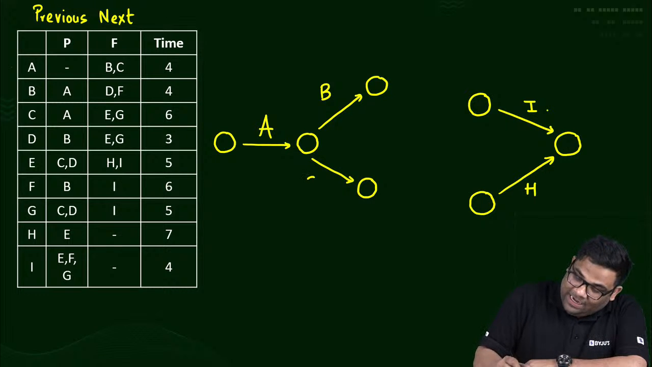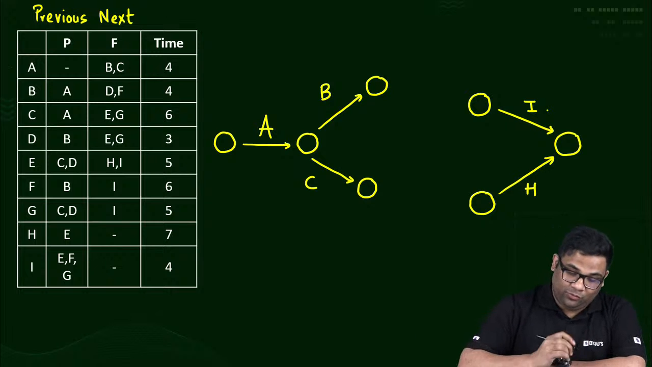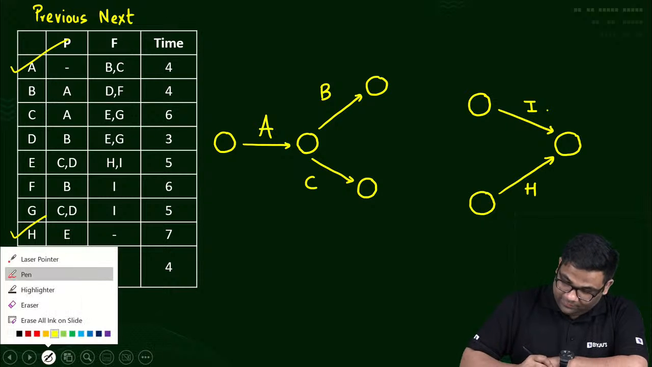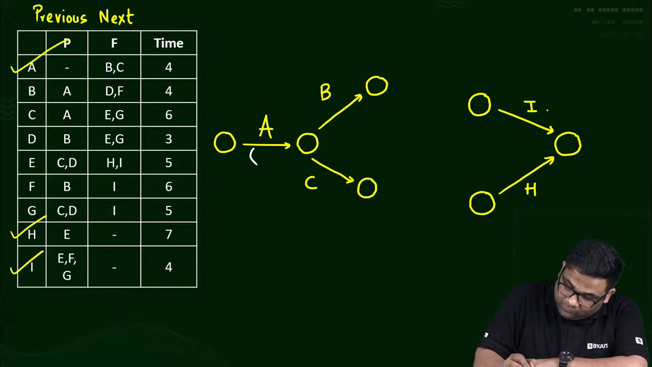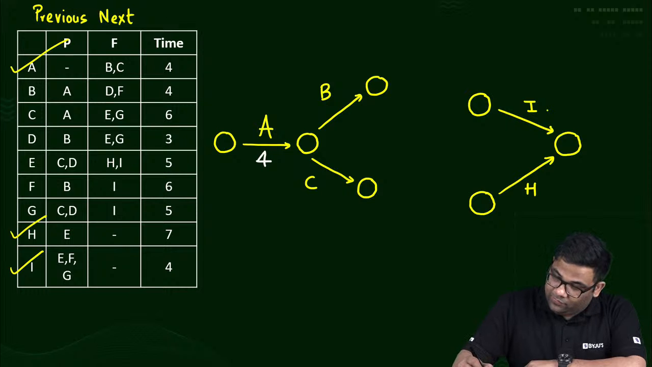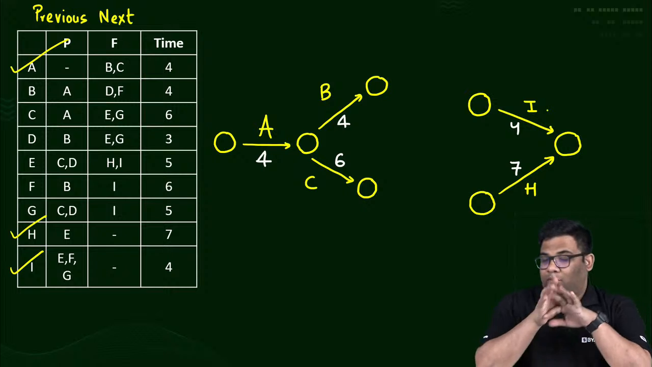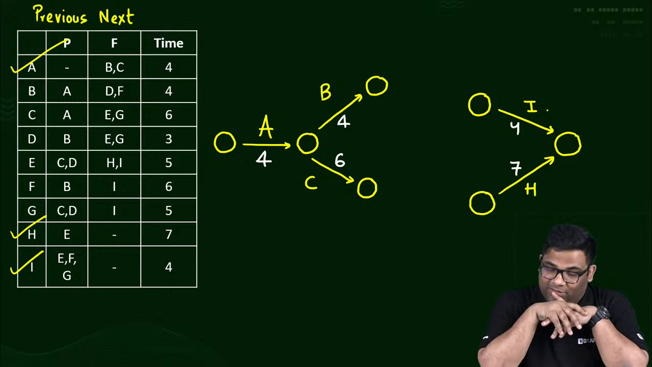I started from the beginning and the end. The rest you do. A is done, H and I is done. Now you do the rest. I is 4 days. H is 7 days. B is 4 days. C is 6 days. So 22, no, actually 23 it will be.